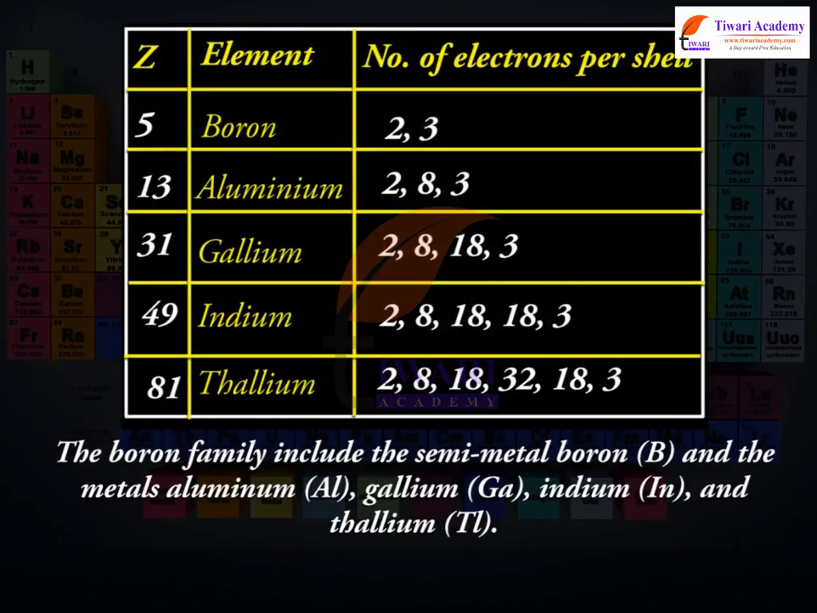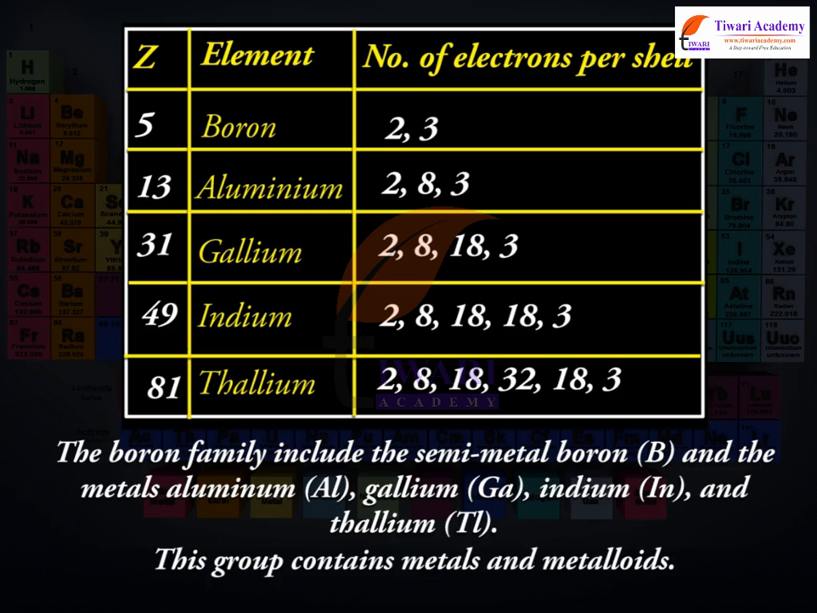The boron family includes the semi-metal boron B and the metals aluminium Al, gallium Ga, indium In, and thallium Tl. This group contains metals and metalloids.